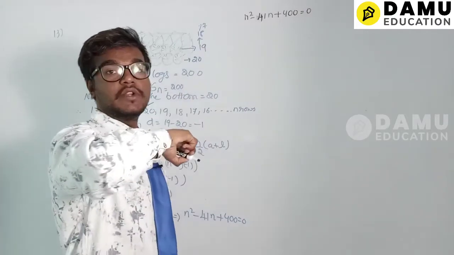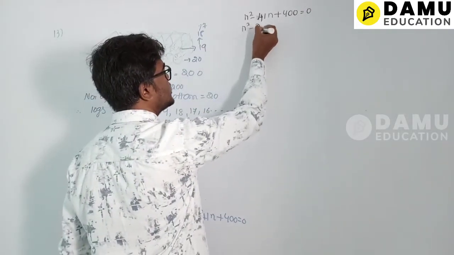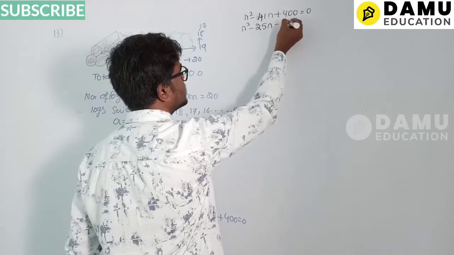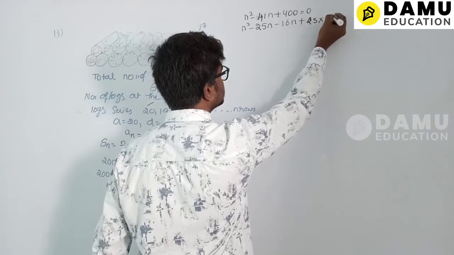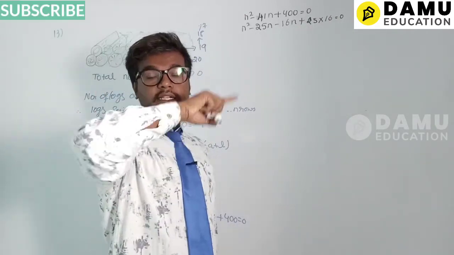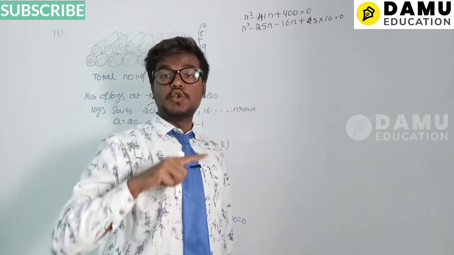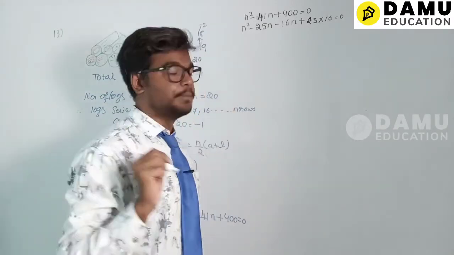So 41, 25 plus 16. So what is the case? n square minus 25n minus 16n plus 25 into 16 will be equal to 0. This is the factorization method. 25 into 16 we will get as 400, and 25 plus 16 we will get as 41.